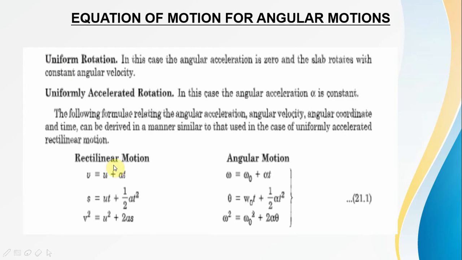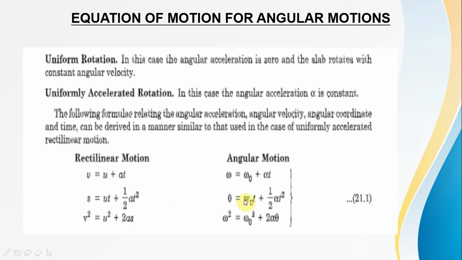So these two things you remember. Now there are also equations of motion for angular motion, for rotational motion I would rather say. As we know for rectilinear motion, v equal to u plus at. Similarly, for angular motion, we have omega equal to omega naught plus alpha t, where omega is the final angular velocity, omega naught is the initial angular velocity, alpha is angular acceleration. And here s equal to ut plus 1 by 2 at square.